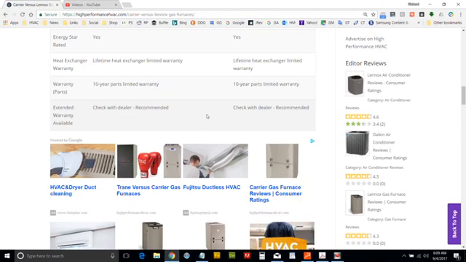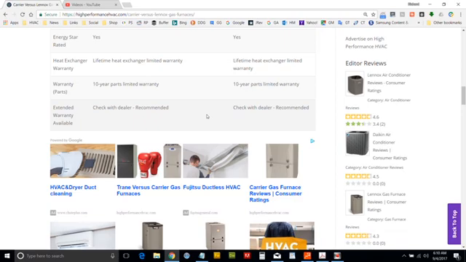Most warranties in HVAC, when you buy new equipment, only come with parts only. It's a limited warranty. So you want to check to see if they have a labor warranty that will go with it. It's going to cost you more because you have to purchase that as an add-on.